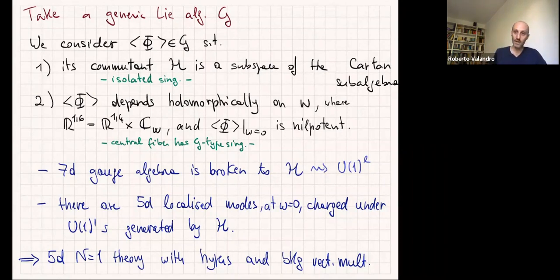If you choose a web like that, it's very similar to what happened before. What you have is that the 7D gauge algebra is broken to this commutant that we call H, that will generate U1 to some power.